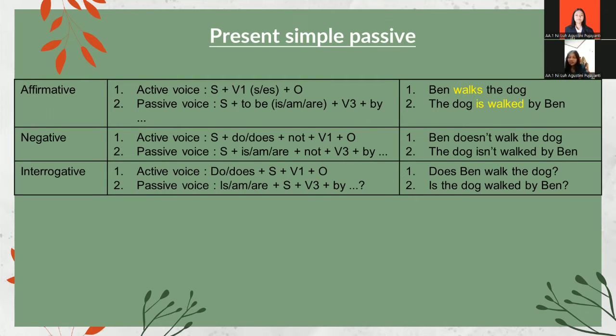In interrogative sentence, the structure in active voice is do or does plus subject plus verb 1 plus object and question mark. And the example: does Ben walk the dog? In passive voice, the structure is is, am, are plus subject plus verb 3 plus by and question mark. And the sentence will be: is the dog walked by Ben?